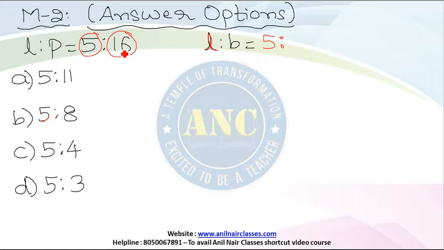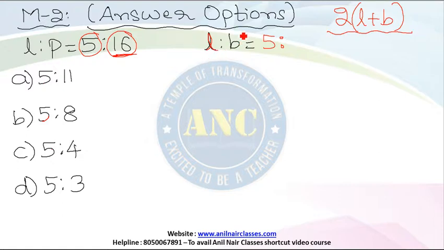Okay, first of all, in the question it is given that length is to perimeter is 5 is to 16. Now, think a little logically. First thing, if you observe here, perimeter is nothing but add the length and breadth and double it. That is the meaning of perimeter, right, sir? Perimeter is nothing but add length and breadth and double it.